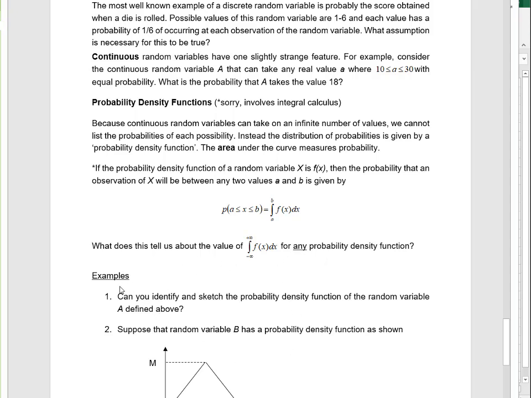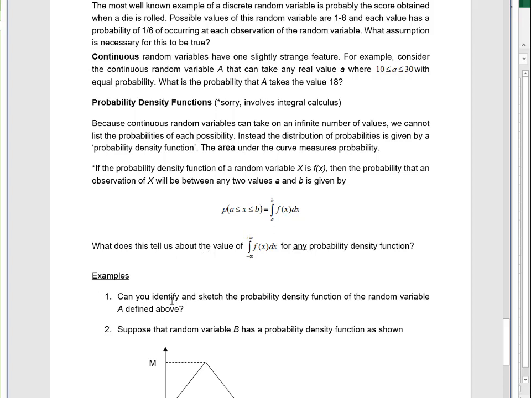So example A, oh sorry, there's one more part here. What does this tell you about the value, for any probability density function, of the integral between minus infinity and plus infinity? Think about that.